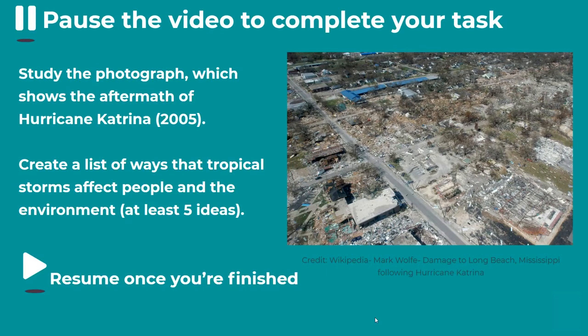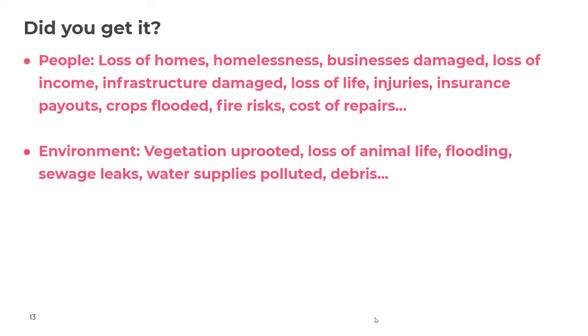I'd like you to create a list of ways that tropical storms affect people and the environment, and I want you to come up with at least 5 ideas. So please pause the video to complete your task and then resume the video once you are ready to mark your work. So we're now ready to mark your work.